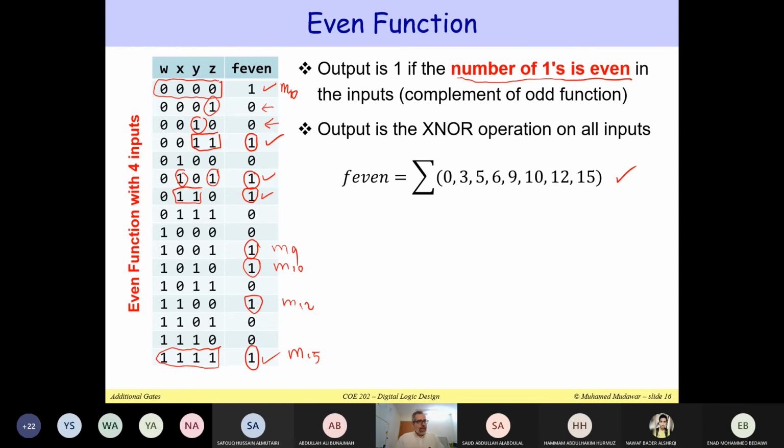Now notice that if I would like to draw the odd function for these 4 variables, it will be just the complement of the even. So one is the complement of the other. If you would like to say F prime even, it will be F odd. So F odd is F prime even.